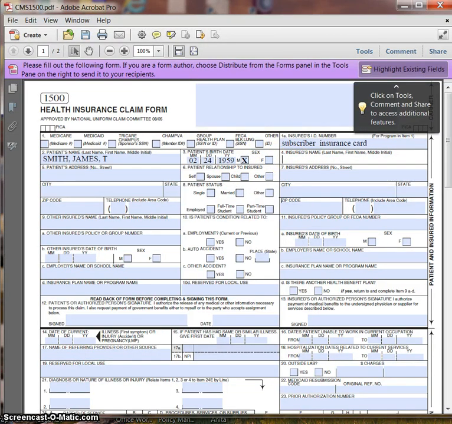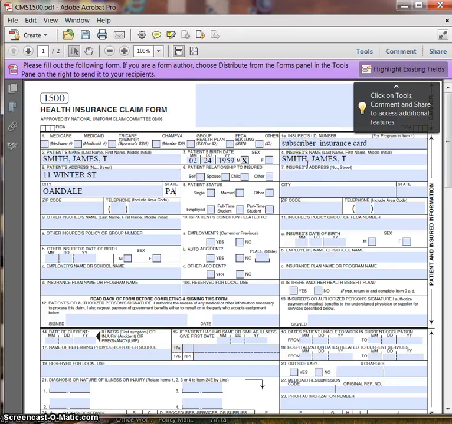Now, in the insured's name, we're going to place that this particular patient is the insured. So we're going to type his name again so that we have his name in there, and then his address and the city and state. Now, number 6 is patient relationship to the insured. This means who this person is, how he's related to the insured or the subscriber.